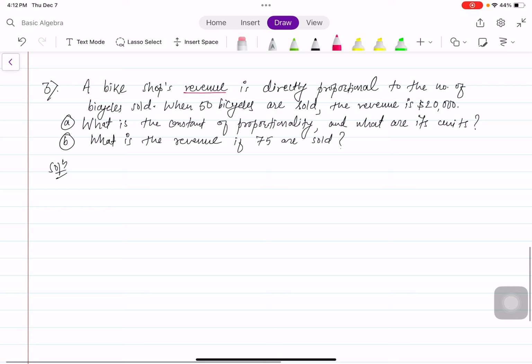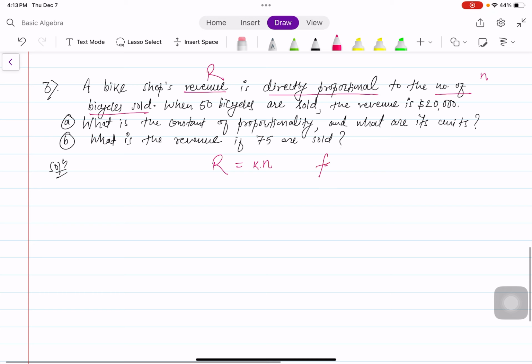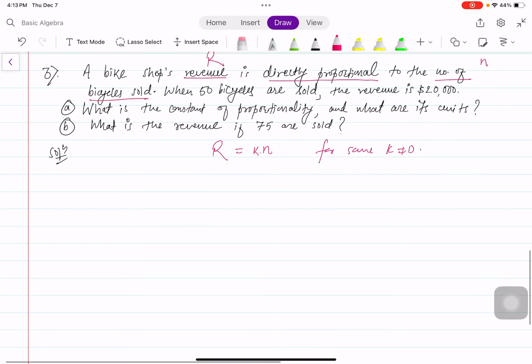So revenue is directly proportional to the number of bicycles sold. So let's say revenue is denoted by R and number of bicycles is denoted by N. So what does this mean? This means revenue is directly proportional to number of bicycles sold. But to write it mathematically, we use an equal sign and multiply the quantity by k, for some non-zero constant k.